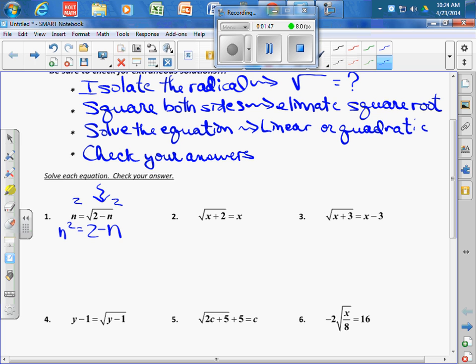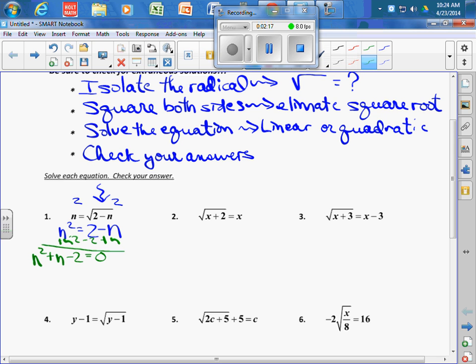The n squared makes this quadratic, so I need to get 0 on one side. So I'm going to add n to both sides, and I'm going to subtract 2 from both sides. So I'm going to have n squared plus n minus 2, right, we have 0 on the right side. We're going to write the left side in standard form. And now I'm going to solve this. It'll probably be able to be factored. We're going to want to move through these pretty quickly.